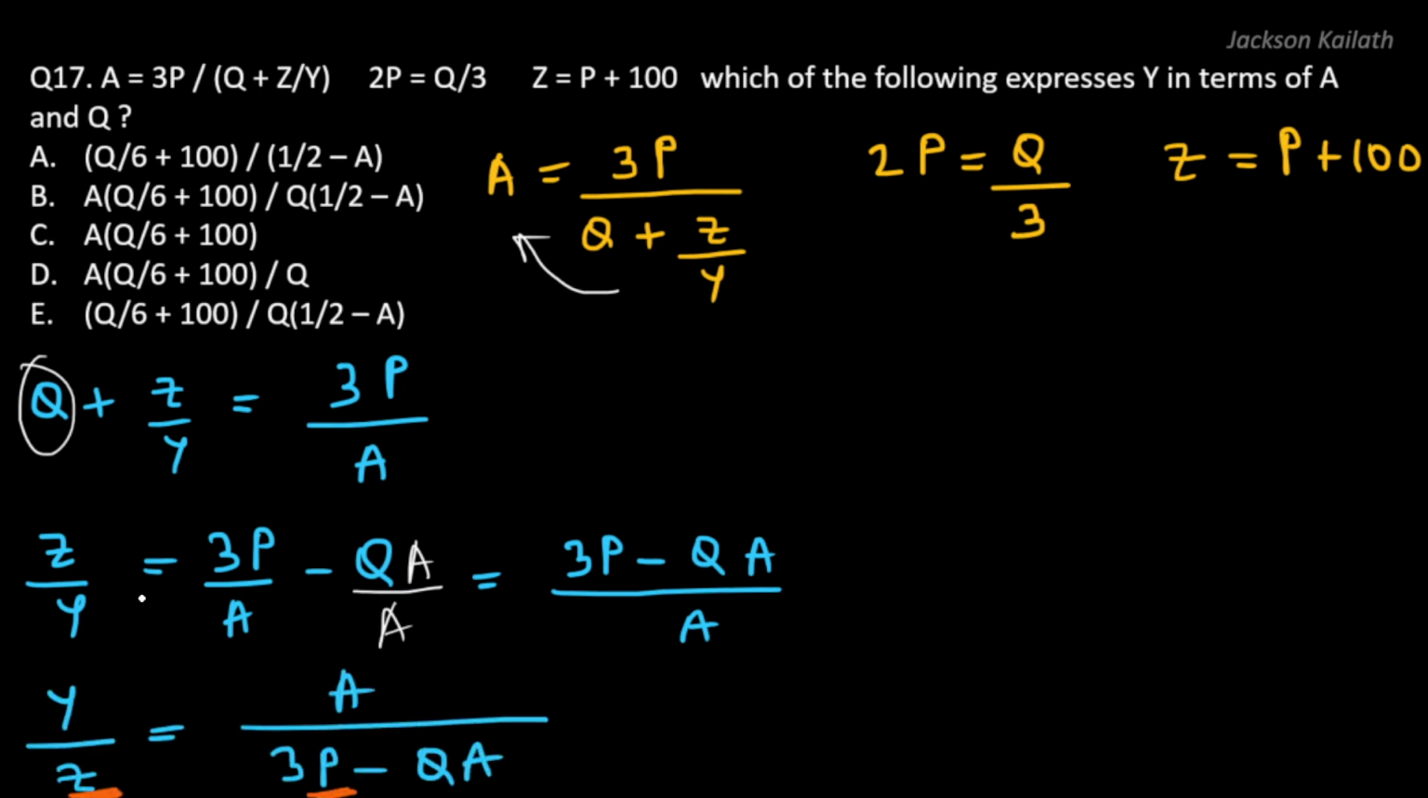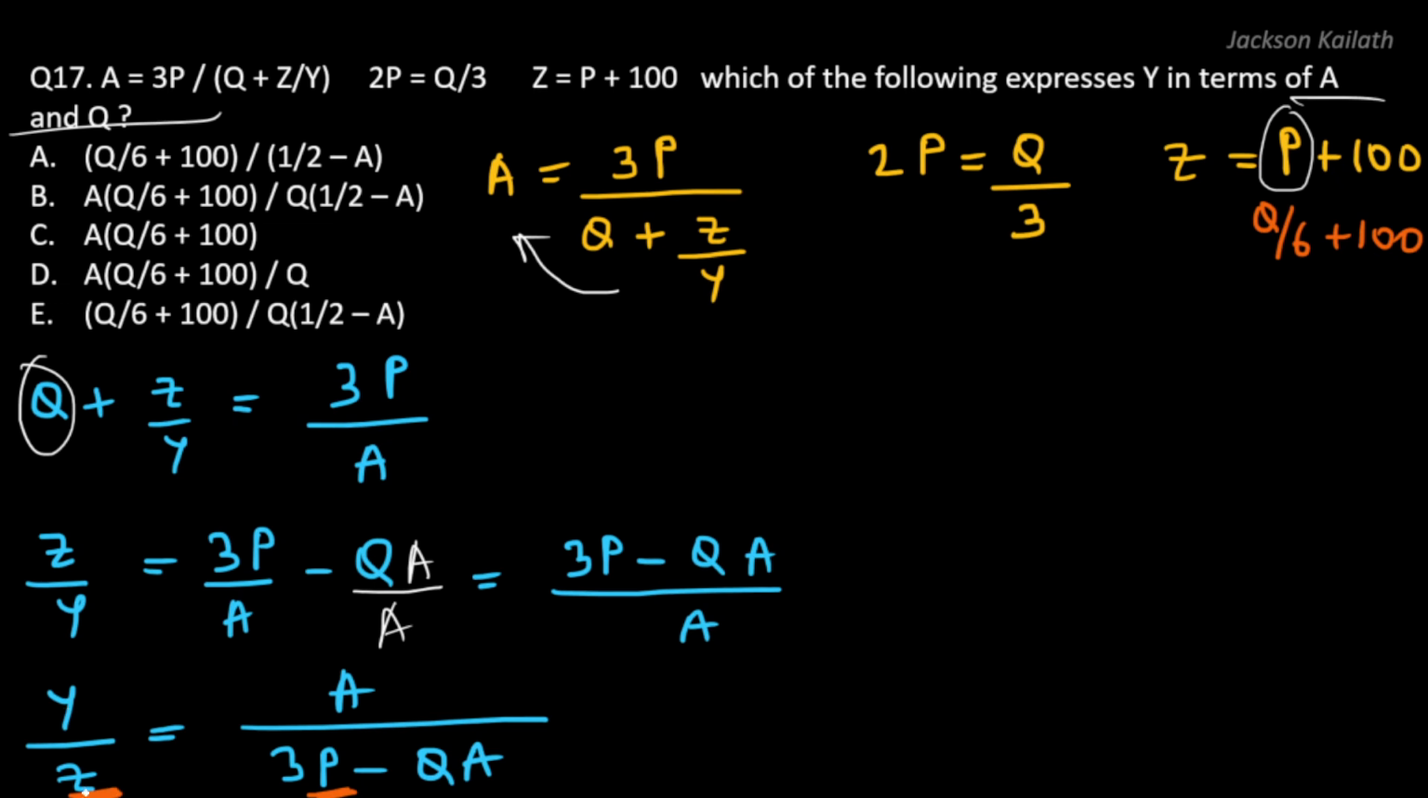All right. So we are trying to again express y in terms of a and q. So what all has to be removed from here? You can see we have z over here and we have p over here. The other things are fine because we are okay with a and q. All right. Now over here, notice that z is equal to p plus 100 and p can be written as q by 6, right? So p is q by 6. So let's substitute q by 6 over here. So I can get z is equal to q by 6 plus 100.